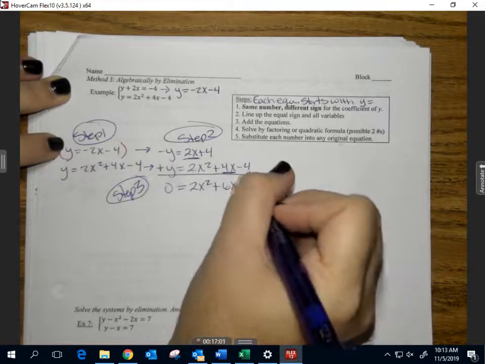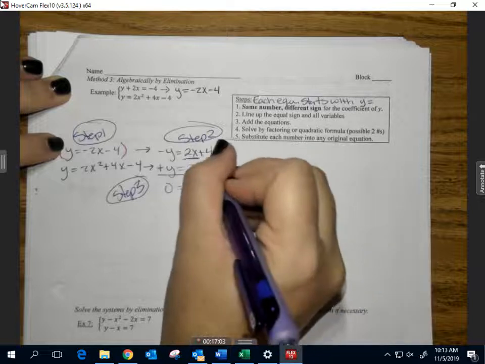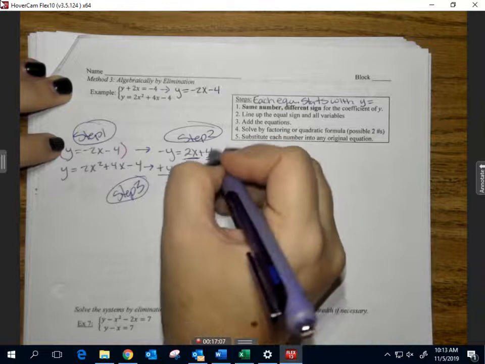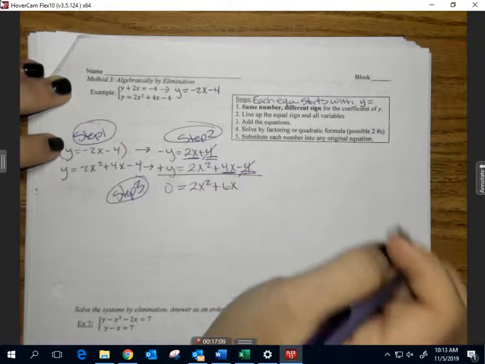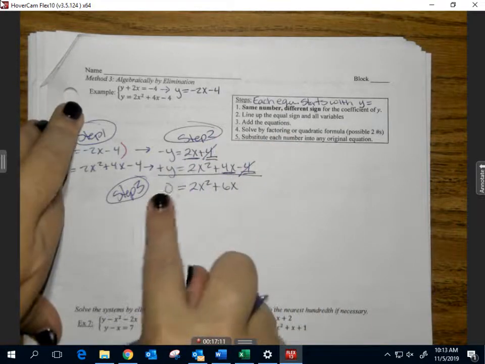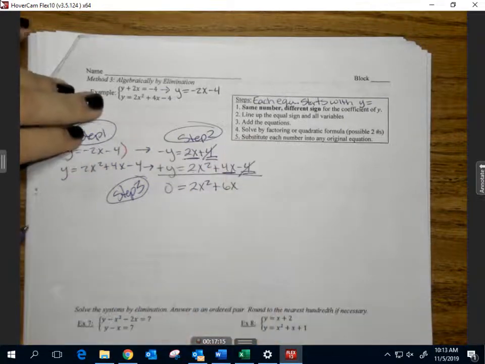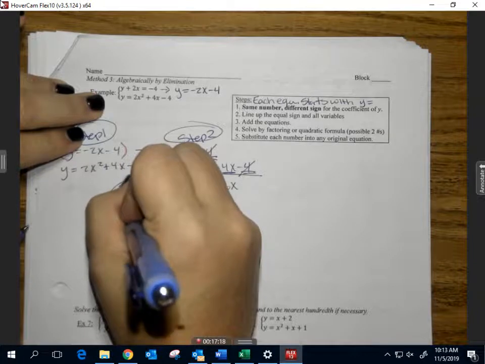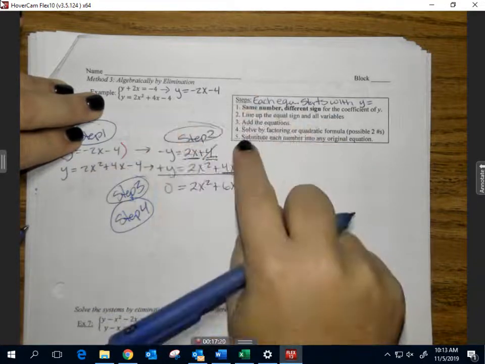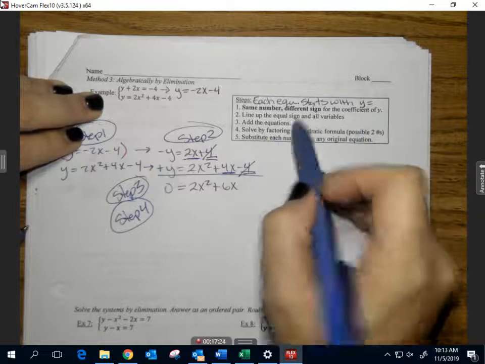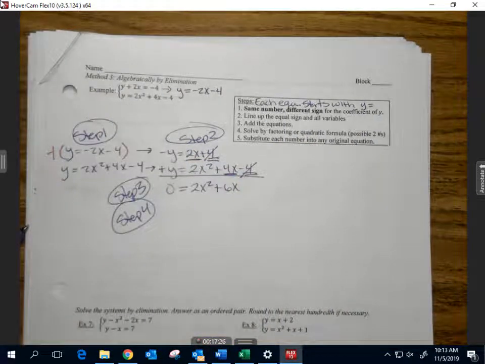Do I have anything to combine with negative 4? I have 4. What's going to happen with 4 and negative 4? They cancel out. So here's what we're left with. We are now on step 4, and step 4 says solve by factoring or quadratic formula. We're mostly going to be factoring. All the ones that I've done so far, none of them have had to use the quadratic formula.